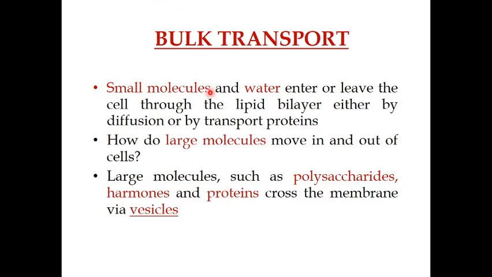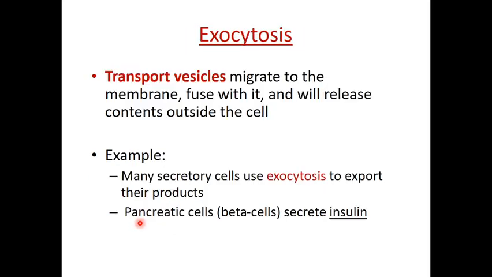Yeah, the last topic is about bulk transport. Small molecules, water molecules, all these things we know. Now they enter or leave the cell through the lipid bilayer, either by diffusion or by transport proteins involving active transport, primary active transport, secondary active transport, or co-transport. What about large molecules? How are they moving inside and outside the cell? Large molecules such as polysaccharides, hormones, and proteins cross the membrane via vesicles. You just remember this word, vesicles.